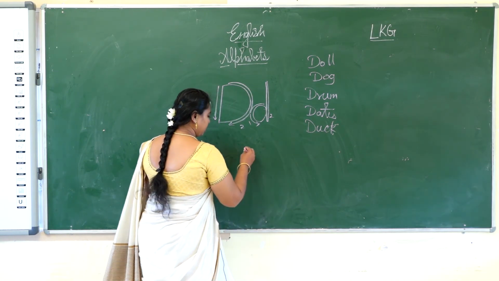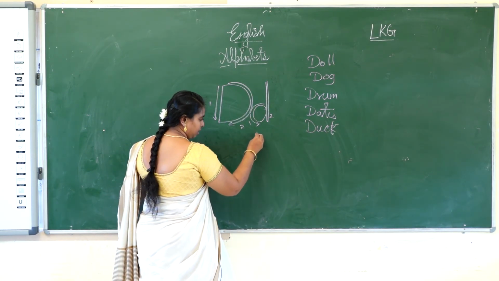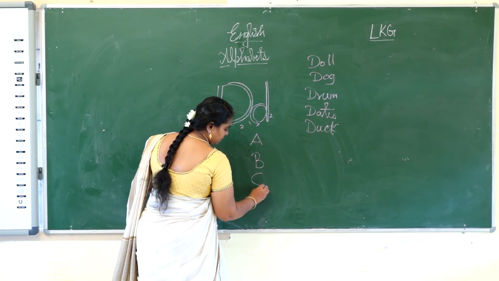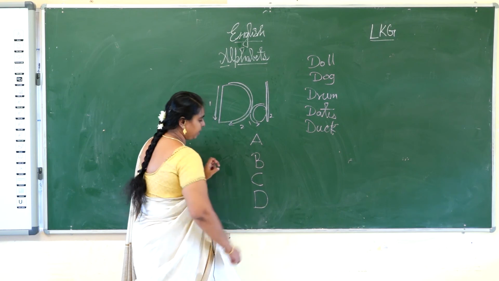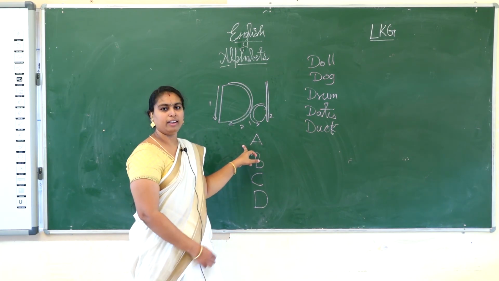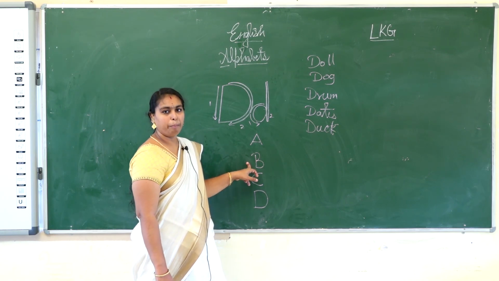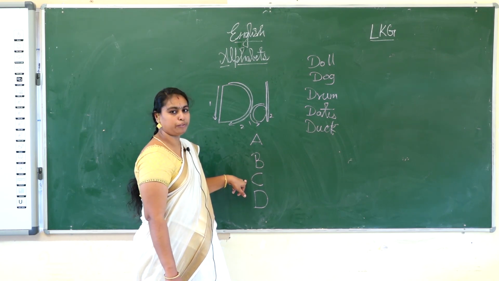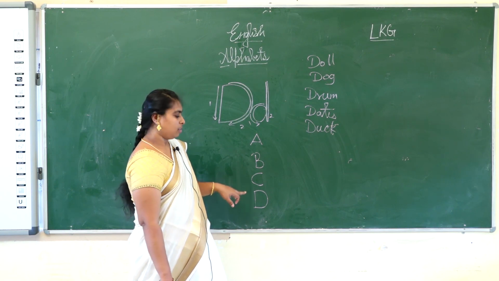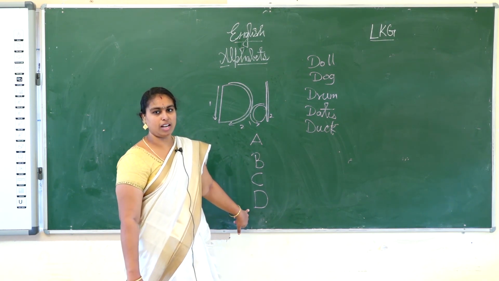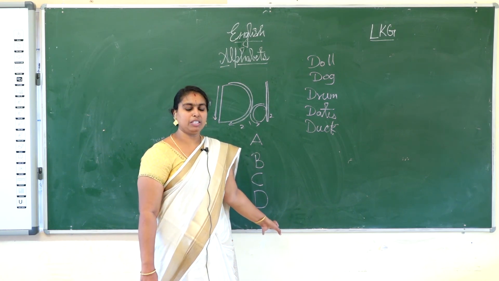Now let's see the recap of A, B, C, D. What is the sound of A? A. What is the sound of B? B. What is the sound of C? K. What is the sound of D? D. Okay, children. Please recap this at home.